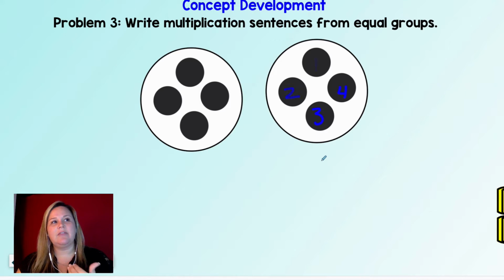So what I would like for you to do now is write a repeated addition sentence on your dry erase board or your whiteboard. And then I would also like you to try and write a multiplication sentence that matches this example right here. So I have 2 groups of 4. So go ahead and try and write a repeated addition sentence and a multiplication sentence that matches. Once you've done that, go ahead and click play, and then we'll talk about it together.